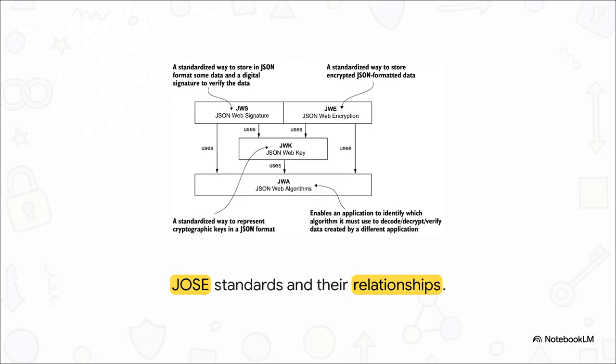At the very bottom, we have JWA, which identifies the algorithms. Above that is JWK, which represents the keys. Then, sitting right on top and utilizing both of those foundational layers, we have JWS for digital signatures and JWE for encryption. Understanding this dependency graph is absolutely crucial. Seriously, it's a game changer. Because when you understand how these data formats stack up, making sense of weird error messages from your security libraries becomes super simple instead of incredibly frustrating.